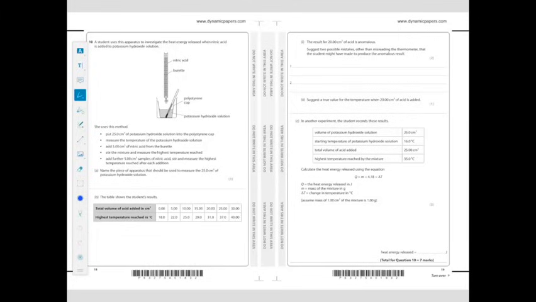Suggest a true value for the temperature when 20 centimeters cubed of acid is added. So let's have a look. You kind of want somewhere that sits between 29 and 37. So I'd probably go in at 33. In another experiment, the student records these results: volume of potassium hydroxide solution, starting temperature of potassium hydroxide solution, total volume of acid added, and the highest temperature reached by the mixture. And we're calculating the heat energy released using this equation, Q equals mc delta T.